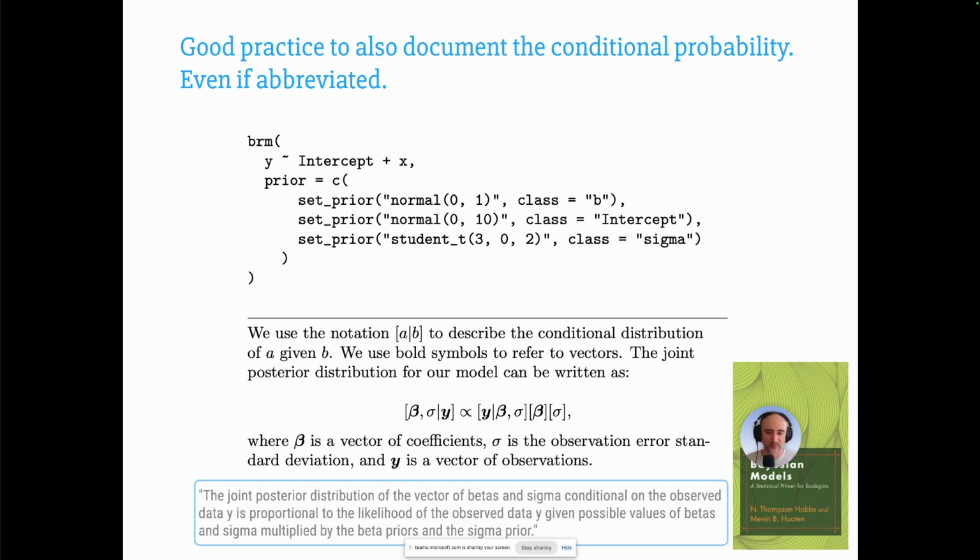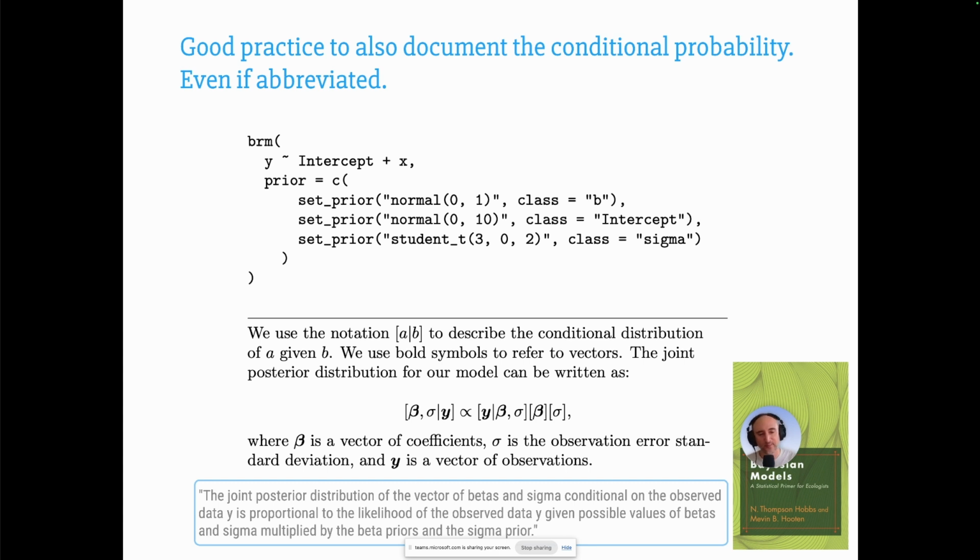The joint posterior distribution for our model can be written as, and then this is the crux of it here, where beta is the vector of coefficients, sigma is observation error, y is the vector of observations. And then how do we read that thing in the middle? Well, we're just listing off all our parameters, conditional on the data, is proportional to the likelihood times the prior. So the data, conditional on the parameters, multiplied by the probability of each parameter.